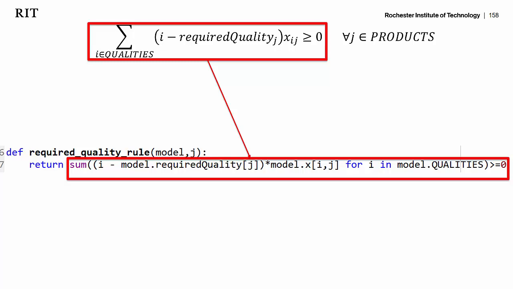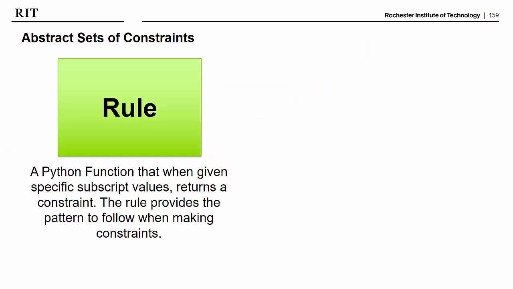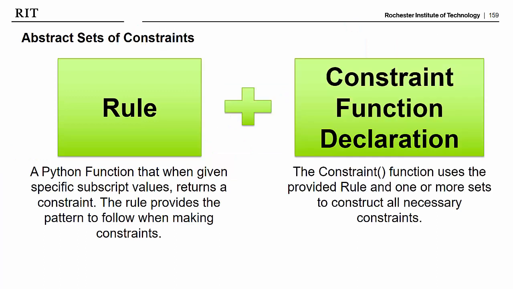And then what we see also in our constraint formulation up there is that for all j that are elements of products, we've used that j in this rule as well. So the for all j tells us that we need to pass a value of j to our function. So we have our rule. The next part is to basically use our constraint function to make use of that rule.